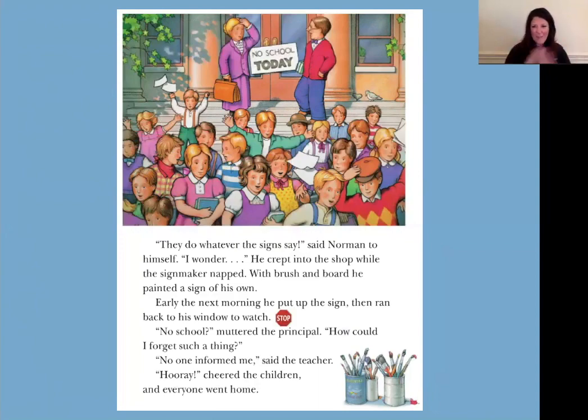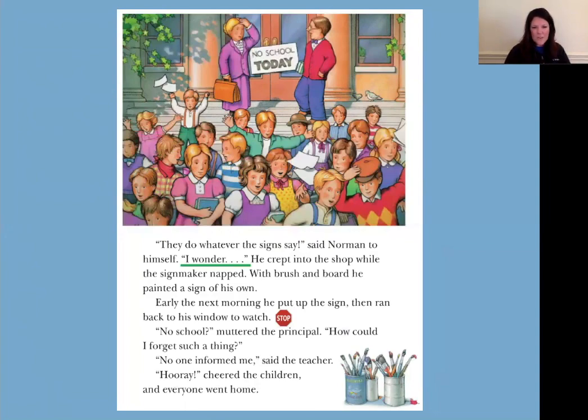Wait a minute. Stop right there. Okay, we just described Norman as hardworking and talked about how much he does at the sign shop and the relationship between the sign maker and Norman. And so our character, it seems, has gone through a change in our story. Remember, characters do that. That's what makes stories interesting. And they can go through a couple of changes. So let's go ahead and talk about the change we see in Norman. What were you guys thinking about when we read that?